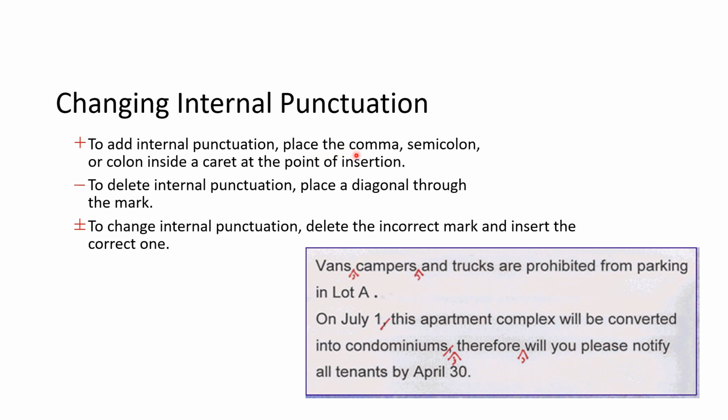Example, to place a comma, a semicolon, or colon, you have to place them inside the caret. For example, there has to be a comma here, so caret first, and then below the caret, comma. There should be another comma here, caret, comma. Okay, there should be another comma here, caret, comma. To delete an internal punctuation, simply use the diagonal, this one, or the pigtail.